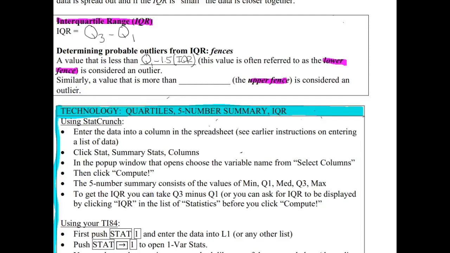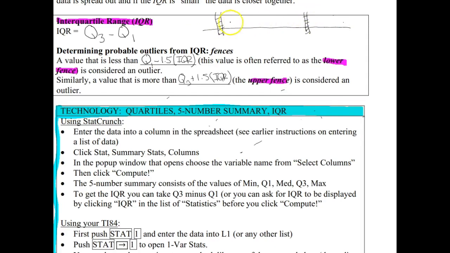So similarly, a value that is more than Q3 plus 1.5 times the IQR is considered a high outlier. So this Q3 plus 1.5 times the IQR gives us our upper fence. So basically on a number line we would compute these two values. So let's say here's our lower fence down here, and we compute and we get an upper fence.